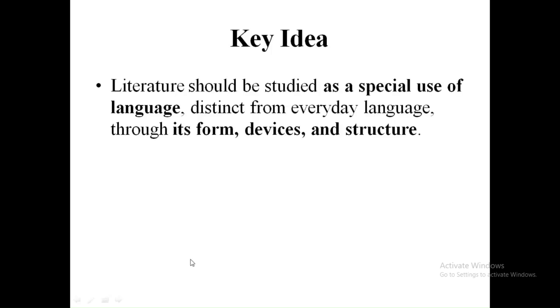Now let us try to understand the key idea. The main focus of Russian formalism is that literature should be studied as a special use of language, one that is completely different from everyday language through its form, that is, the structures or shapes used; its devices, that is, the techniques used in literature; and its structure, the arrangement and organization of the work. Based on these aspects, we have to study literature, because its language is completely different from ordinary, everyday language. This is the key idea of Russian formalism.